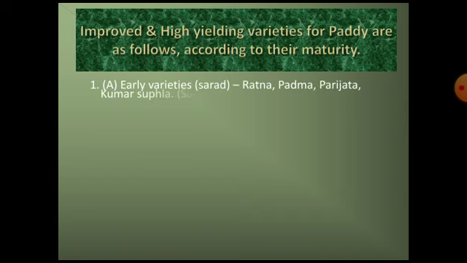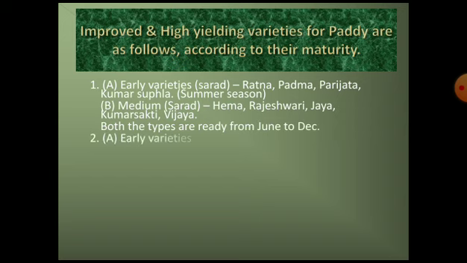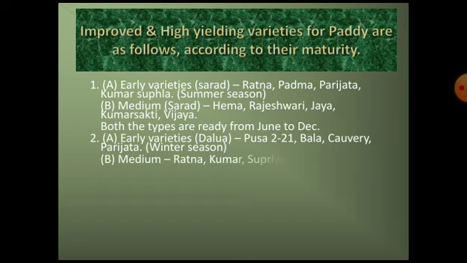Early varieties Ratna, Padma, Parijata, Kumar Sufla are of summer season. Medium varieties Sarad Hema, Rajeshwari, Jaya, Kumar Sakti, Vijaya. Both the types are ready from June to December. Early varieties Dalua, Pusa 2-21, Bala, Kaveri, Parijata are of winter season. Medium varieties Ratna, Kumar, Supriya, and Krishna. Both the types are ready from December to April.